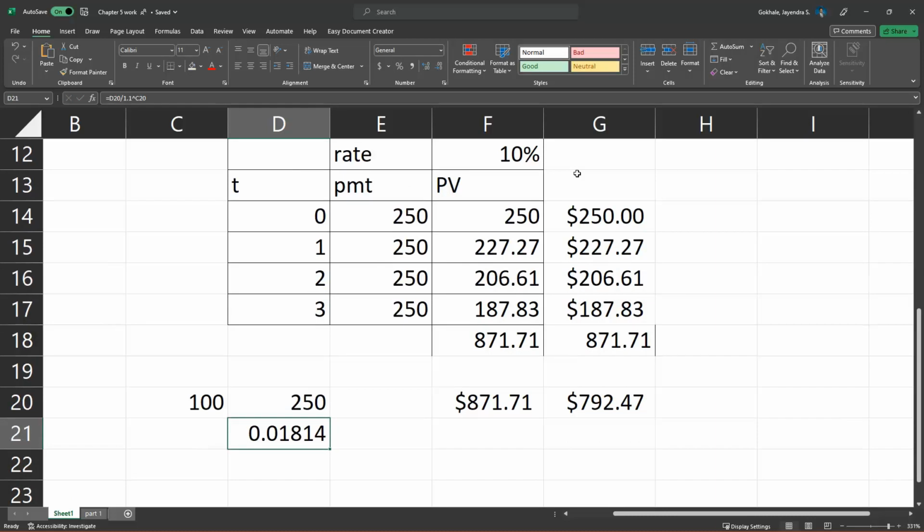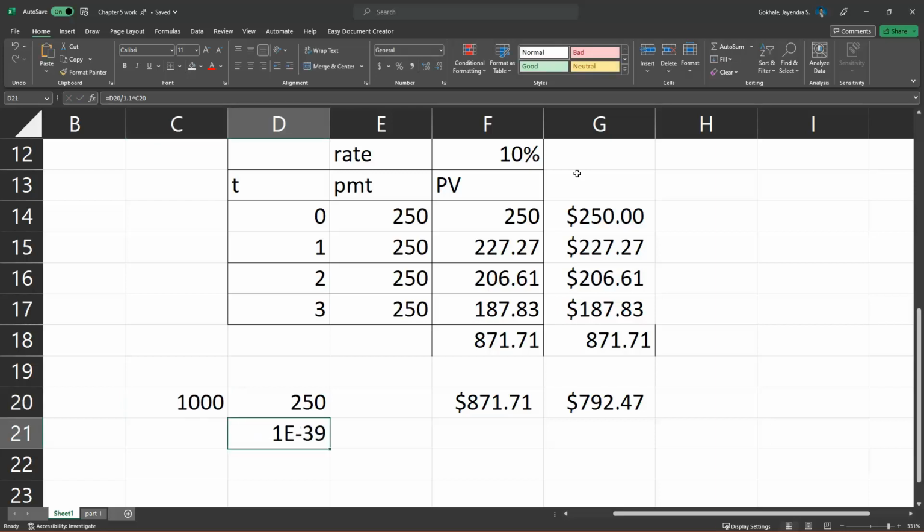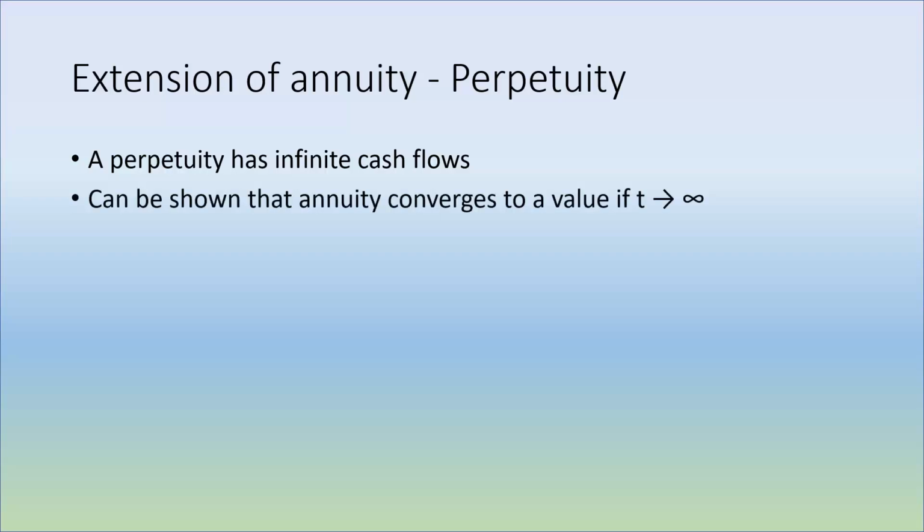It's meaningless. In other words, if this time period becomes farther and farther, the present value is close to 0. The farthest cash flows are meaningless to us today. So a perpetuity that has infinite cash flows, the present values of these faraway cash flows have no significance to us today. And so therefore we can show that an annuity converges to a value if time t goes to an infinite number. So what is a perpetuity? Infinite cash flows. But actually what happens is it becomes equivalent to an annuity that is large enough.